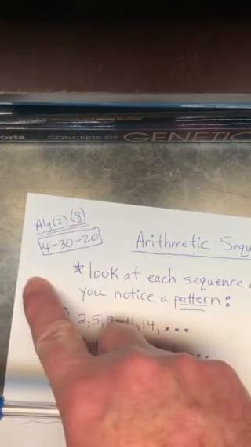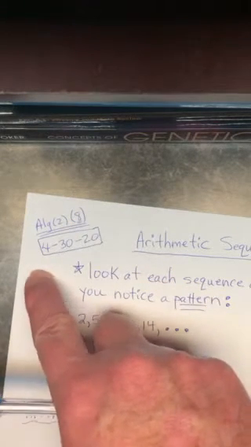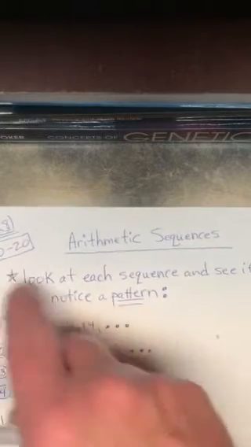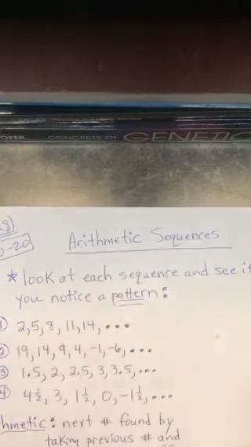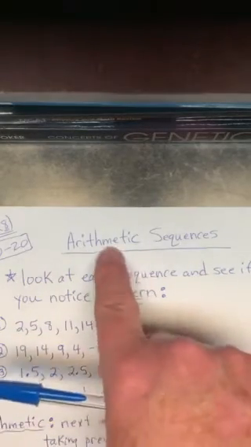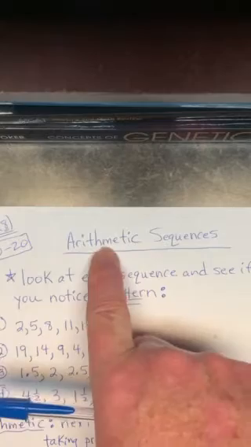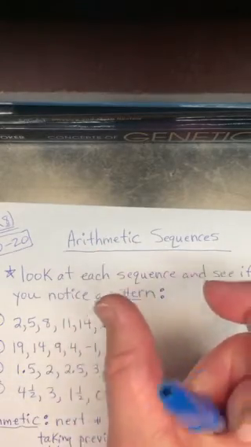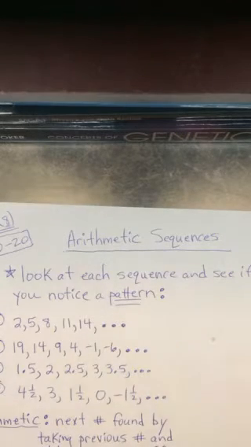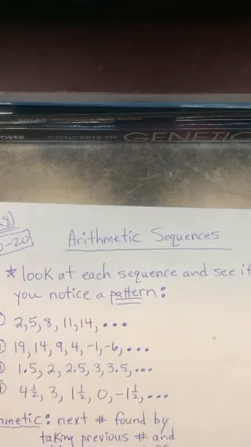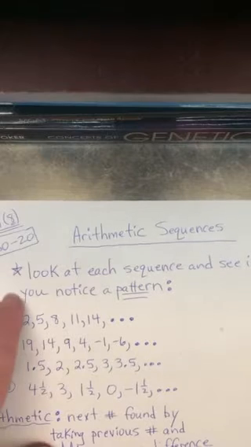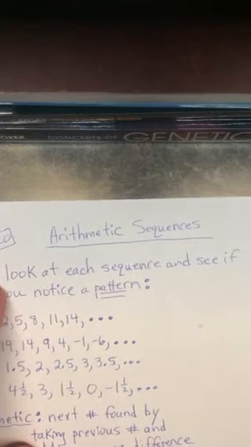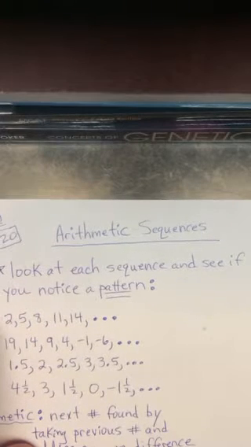Algebra 2, Mod 8. Today is Thursday. In the top left corner of your notes, put 4/30/20, Thursday, April 30th. The title is arithmetic sequences. Don't say arithmetic, say arithmetic. We're going to look at what's called arithmetic sequences today. And start by putting in your notes this little star saying, look at each sequence and see if you notice a pattern.